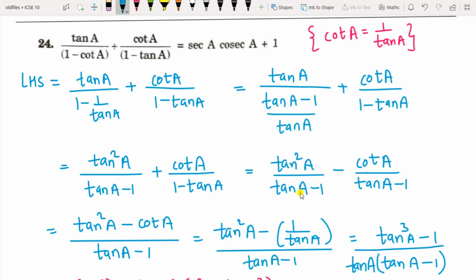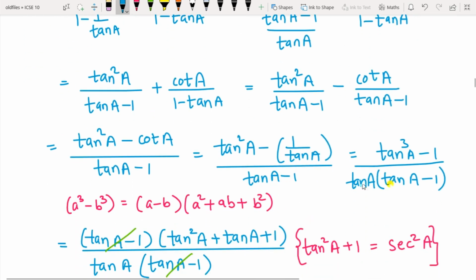Now since these two denominators are the same, it will be tan square a minus cot a upon tan a minus 1. Now in this cot you have to substitute 1 upon tan, so take the LCM. So it will be tan cube a minus 1 upon tan a in the denominator, and this bracket tan a minus 1.